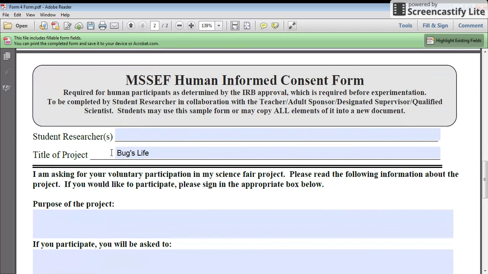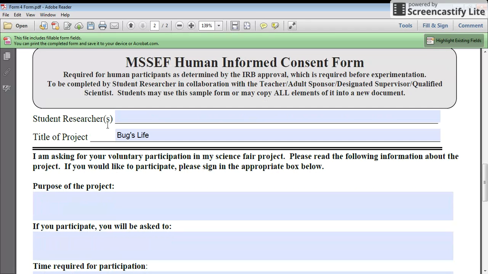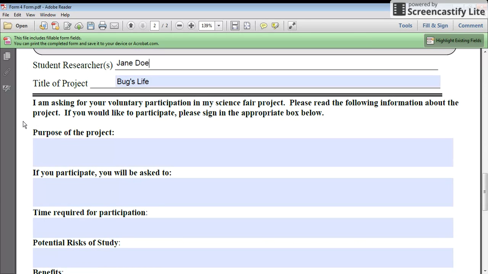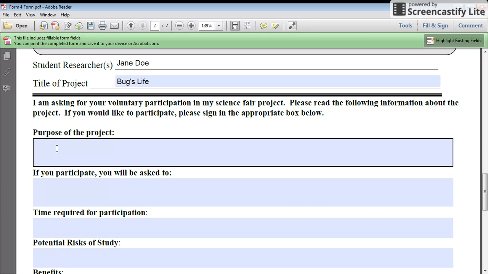Page 2 of Form 4 is the consent form. It's required for all human participants, and it will have to be filled out the same for every participant in the study. Student researcher name at the top, title of the project. This is basically asking permission of any human involved in the study if they voluntarily are participating, and this is their informed consent. The purpose of the project must be explicitly detailed.